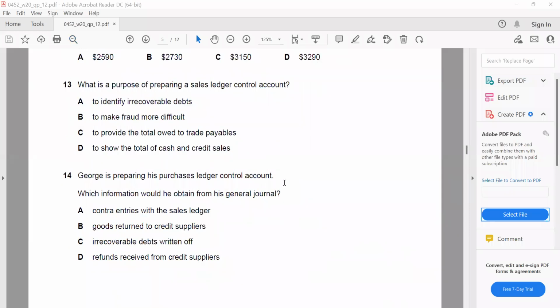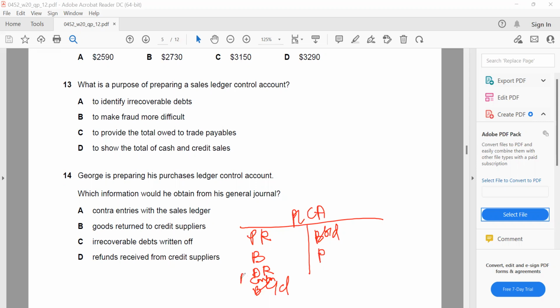Okay, question 14. Josh is preparing his purchase ledger control account. Which information will he obtain from his general journal? So purchases ledger control account, information obtained in the general journal. We open the purchases ledger control account. Balance down here, purchases returns, and then bank, discount received, balance carried down. If you have contra, it will be in here. So contra entry with the sales ledger. So this one is for the A.